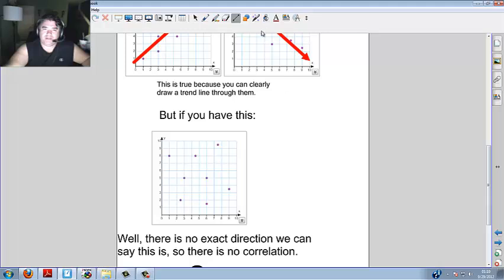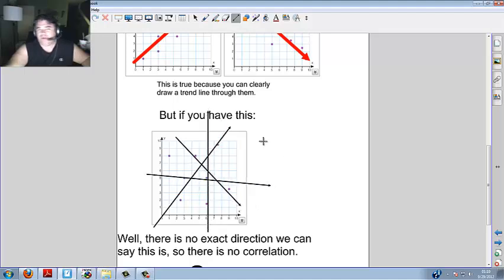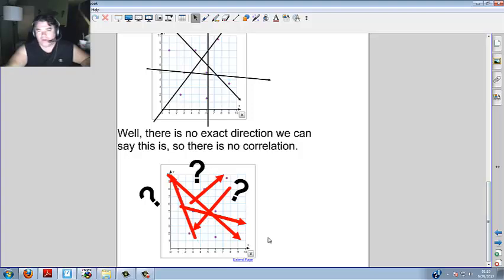But let's say you have this. Well, I can make a line this way, but I can make one this way, or this way, or this way. And the problem is there's no exact direction. So we'll say in this case there's no correlation because I can't determine where the lines are.